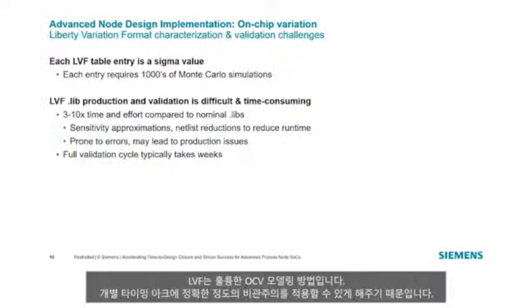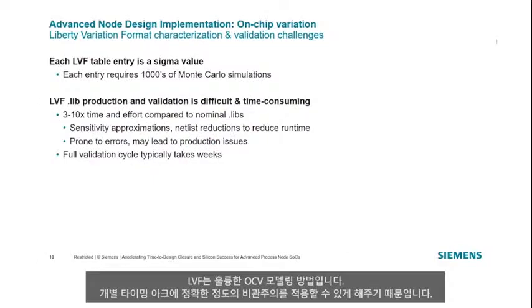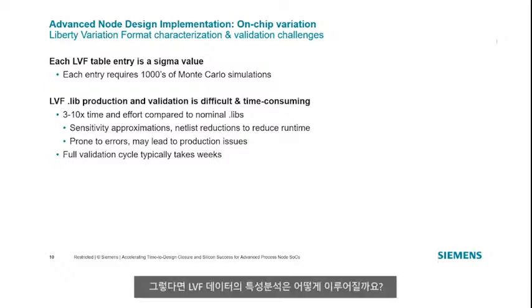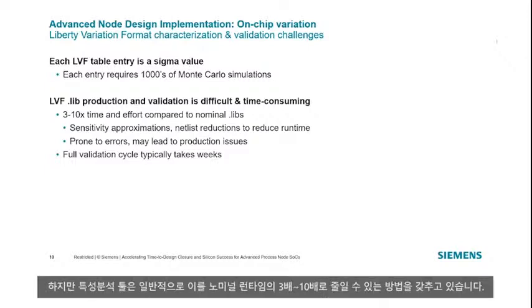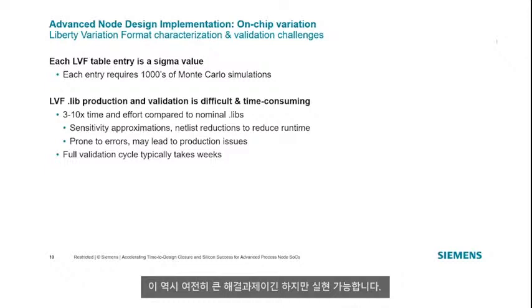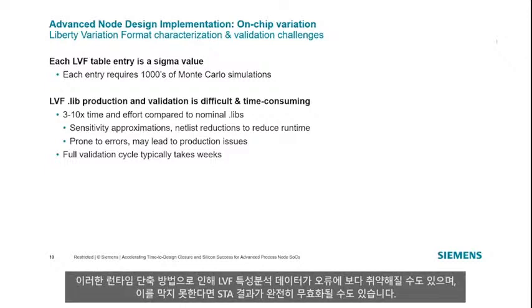LVF is an excellent way of modeling OCV, with the ability to apply a precise amount of pessimism to individual timing arcs. How is LVF data characterized though? Well, each LVF table entry technically requires thousands of Monte Carlo simulations, which will make characterization run thousands of times slower. However, characterization tools typically have methods of reducing that to 3 to 10 times of nominal runtime, which is still a big challenge, but feasible. These runtime reduction methods may also make LVF characterized data more prone to errors and may completely invalidate your STA results if the errors are not caught.